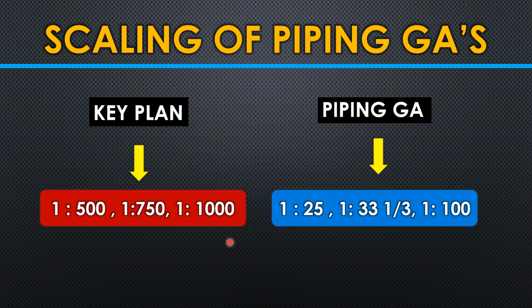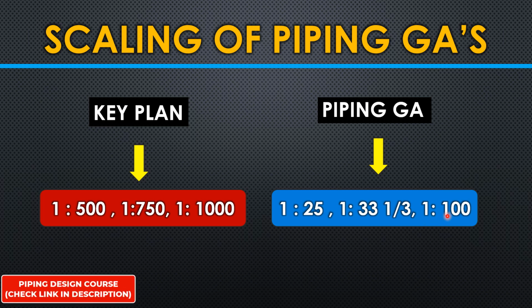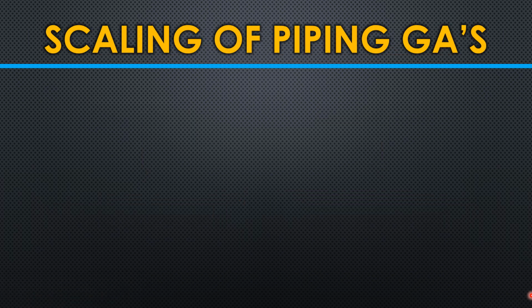And piping GAs are generally prepared with respect to 1:25, 1:33 and 1/3, because it generally comes to 33.33 something, and 1:100. So these are the ratios of piping GAs. Now let's go and understand what scaling is all about, then you will be able to understand the actual idea about scaling.